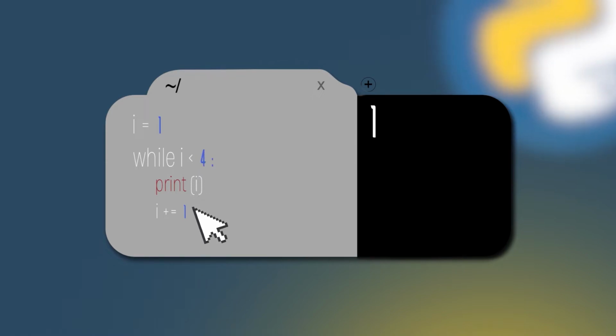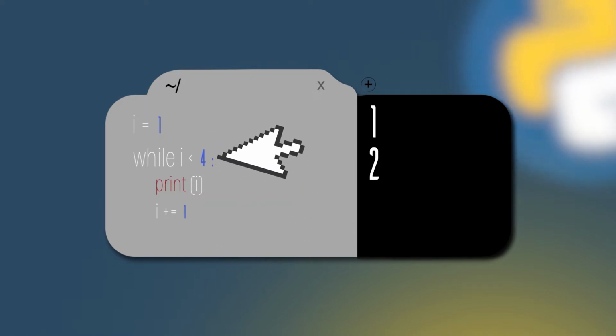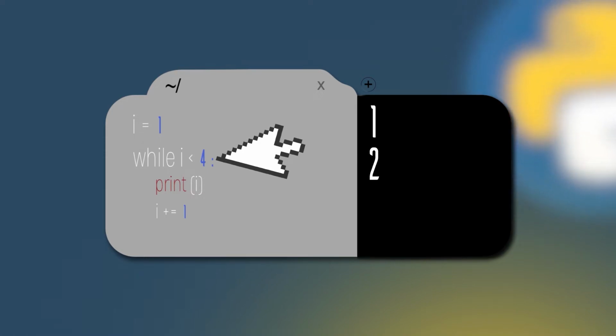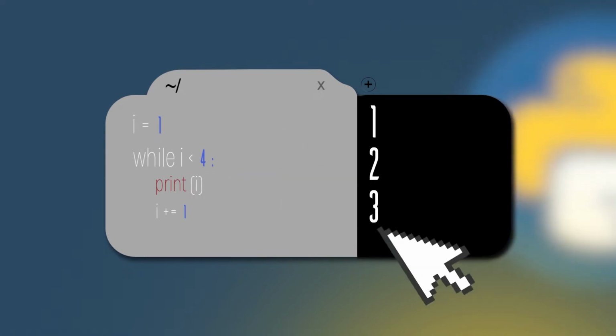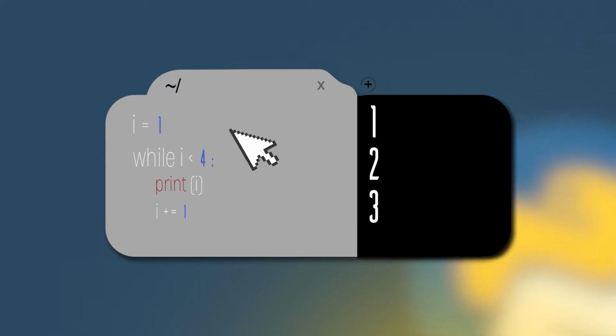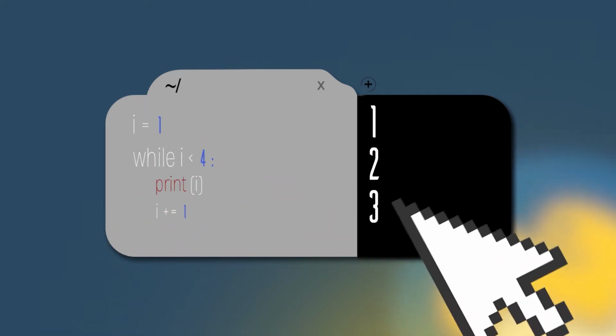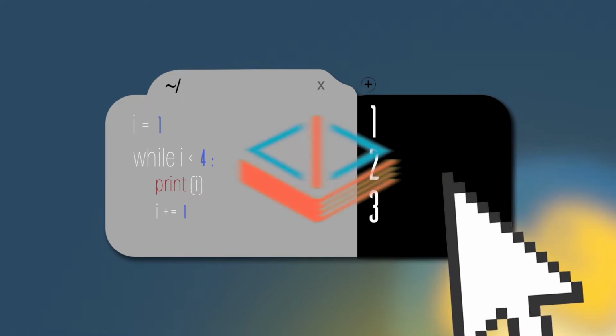Next iteration, I has value 2. Since 2 is less than 4, we're going to keep in our loop. Then we will print the value of I, that is 2, and increment the value of I by 1. Next iteration, I has value 3. Since 3 is less than 4, we're going to keep in our loop. Then we will print the value of I, that is 3, and increment the value of I by 1. Then we're going to check if the value of I is less than 4. Since the value of I is 4, our condition is not true anymore. So we don't continue in our while loop, and we're done with our code.